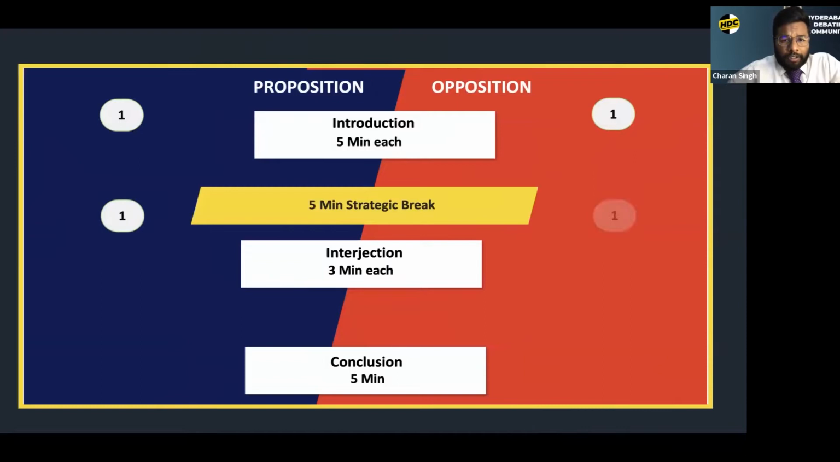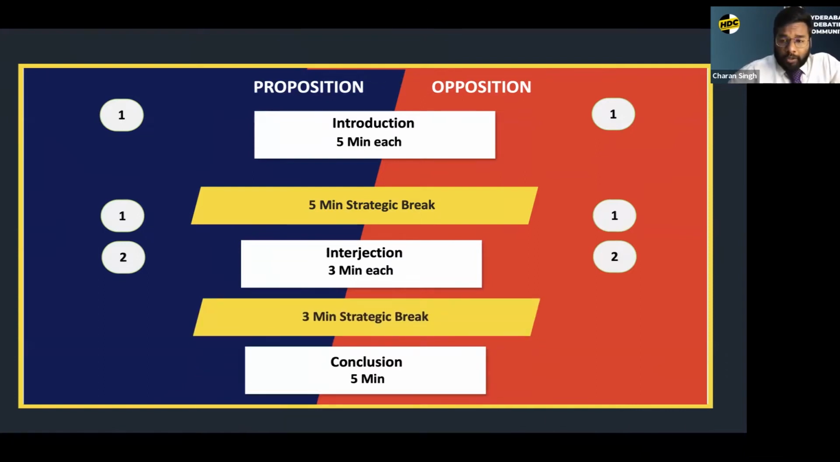We'll have 1 person from each team speaking during the introduction round, and he or she will get to speak for 5 minutes. Once the first round is done, we'll have a 5-minute strategic break, during which all the 4 people will be sent to 2 different breakout rooms, and that is when they come up with what they want to put across in the next round.